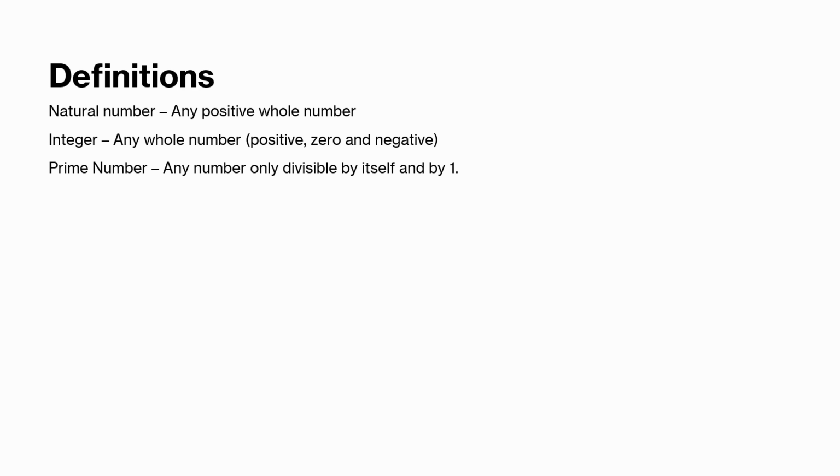Prime numbers. A prime number is any number that is only divisible by itself and by 1. So, 2 is only divisible by 2 and 1, therefore it's a prime number. Same with 3, 5, 7, and 11. It is very important to note that 1 is not a prime number.